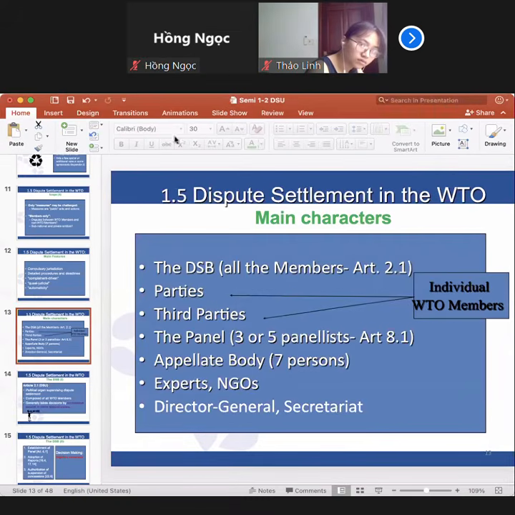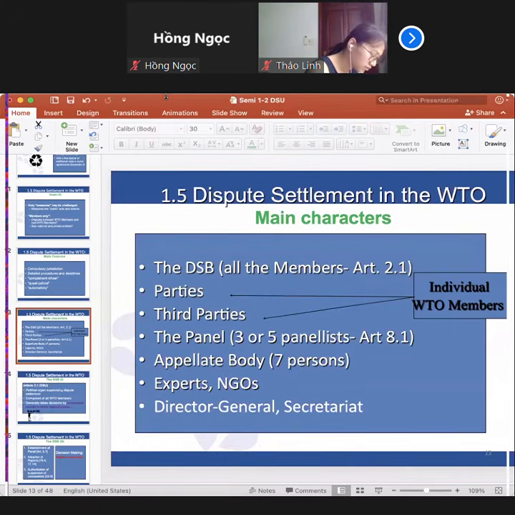Now, before jumping into negative consensus, I need to introduce to you some main characters, main players who are going to join these procedures, so that you have a very basic idea about the system. The first one is the dispute settlement body. The dispute settlement body.